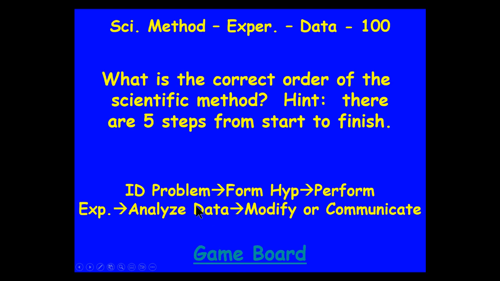All right, so you got to identify the problem, form a hypothesis, perform the experiment. Some of you guys in Jeopardy today put collect data. You're collecting data during the experiment, but do know that you have to perform whatever experiment you have. You got to look at whatever that data is to see if your hypothesis was right or wrong. And then you're either going to modify the experiment and redo it, or you're going to communicate your results.